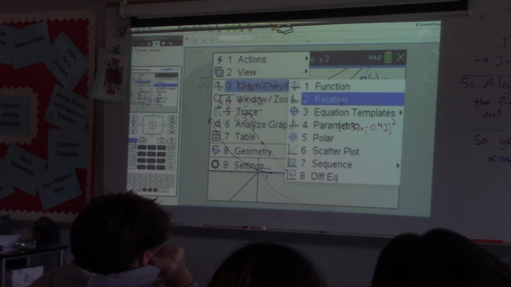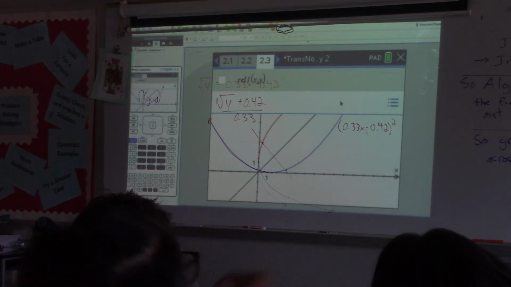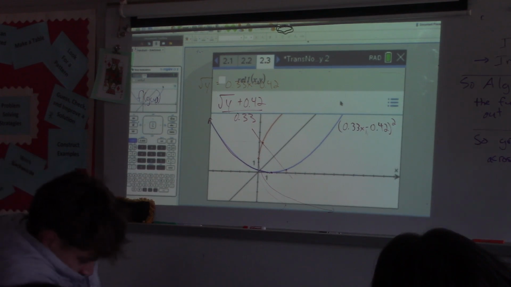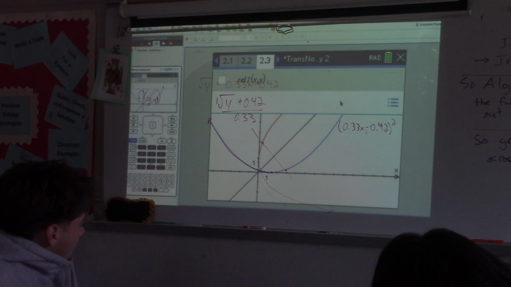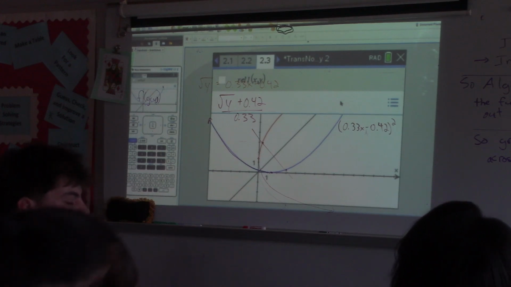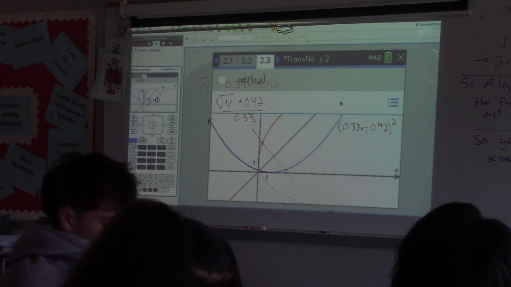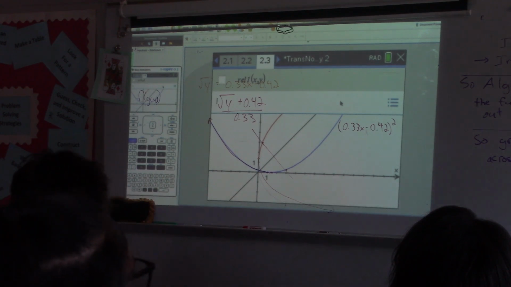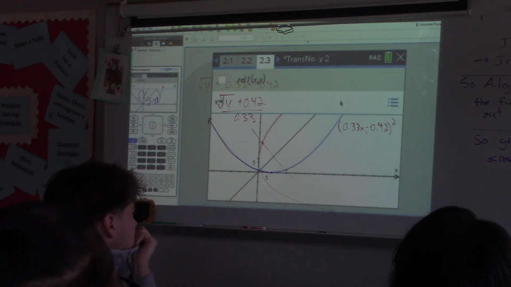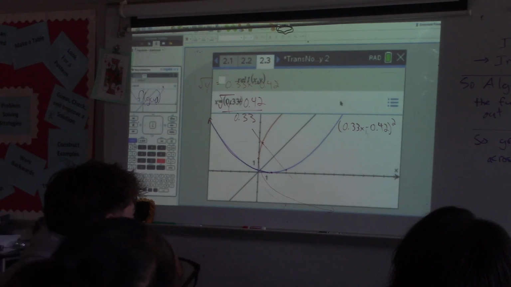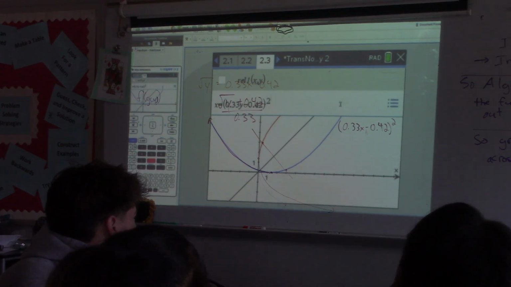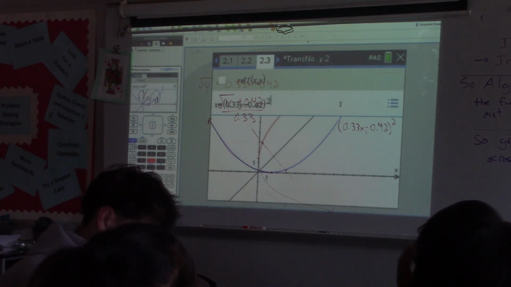Now I'm going to point this out. I'm going to type in relation. Because what happens, again, what's the key defining detail of an inverse function? What about the outputs? The inputs and outputs transpose, right? So where I had y equals earlier, now I'm going to type in x equals 0.33y minus 0.42 squared. You can type anything into the relation section as long as it's two variables.